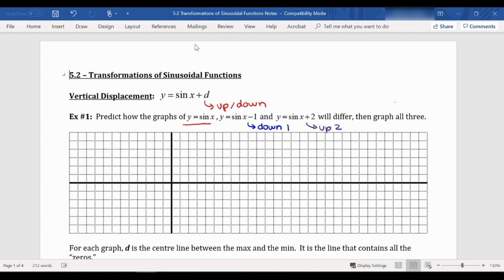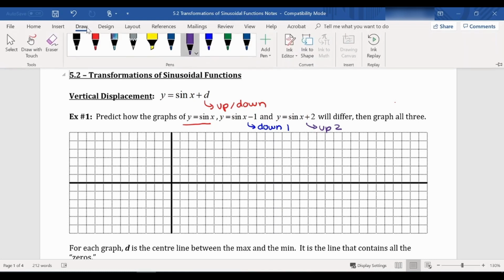We graph one cycle, and then 4 pi and 6 pi and 8 pi if we were to keep going. And on the y-axis, our amplitude is still 1. So our regular sine graph goes from -1 to 1. But when we move this down by 1, now it's going to go from -2 to 0. If we move up by 2, now our maximum is going to be 3, and our minimum would be 1.